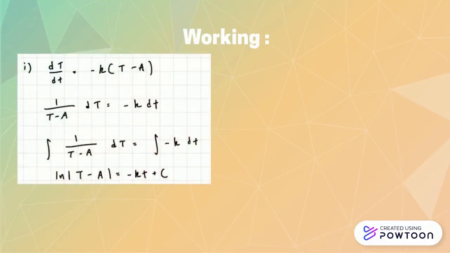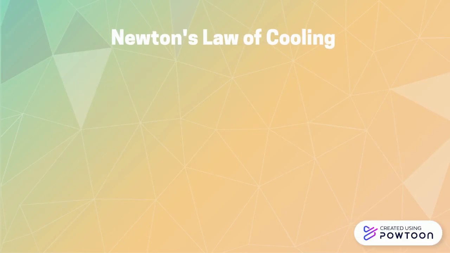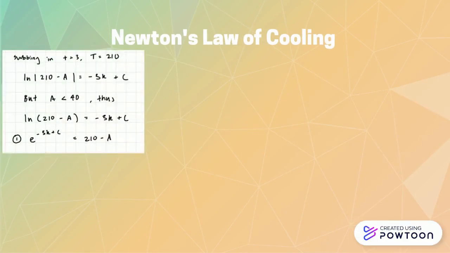Rearranging the equation so that all the temperature variables are on the same side allows us to integrate both sides of the equation, the left-hand side becoming a natural log, and the right-hand side becoming a linear equation of time t, with the constant of integration as shown. However, as we are discussing the cooling of a metal, we can assume the surrounding temperature is lower than that of the metal, so that the absolute value can be removed. With time equals 3 hours and temperature equals 210 degrees, manipulating the variables gives this equation, with 3 unknown variables k, c, and a.